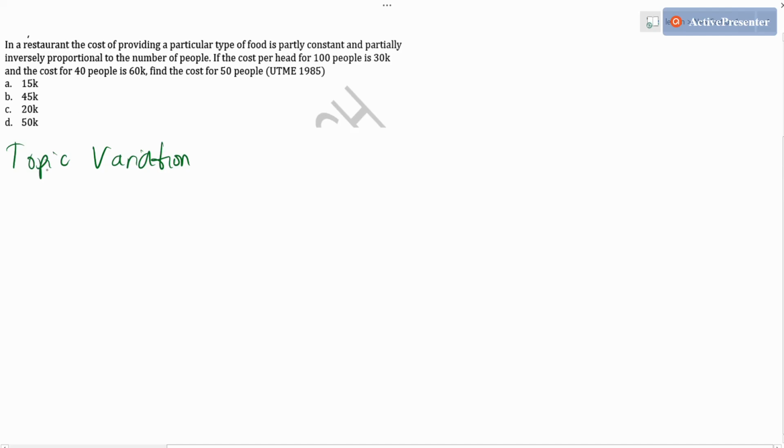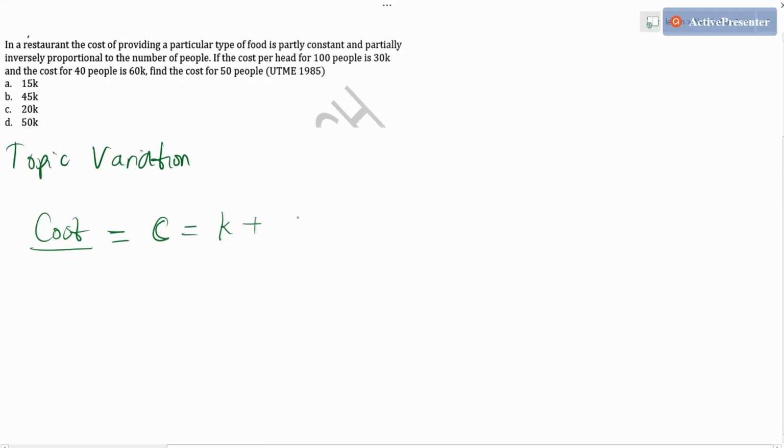So we have, in a restaurant, the cost of providing a particular type of food. We have a restaurant and we are dealing with a quantity called cost. I'm going to let cost be represented as C. I don't just write cost, I'll just write C. Now they said the cost is partially constant and partially inversely proportional.